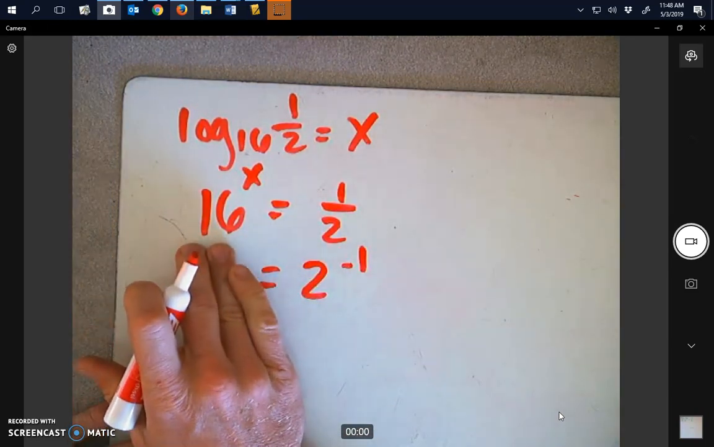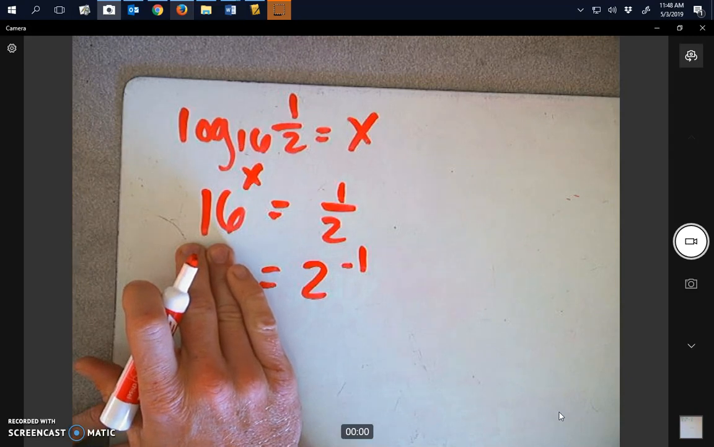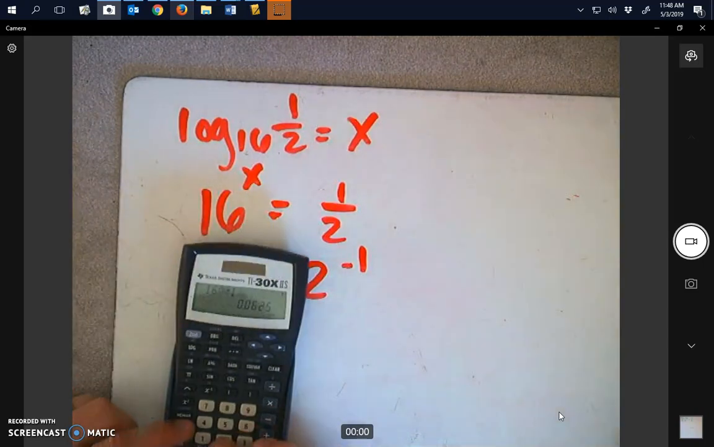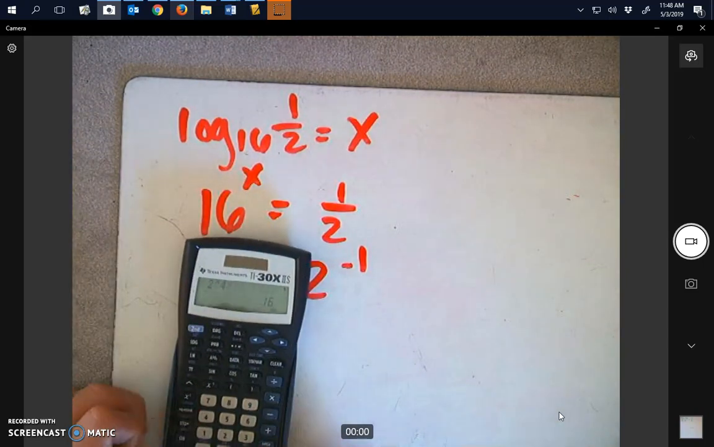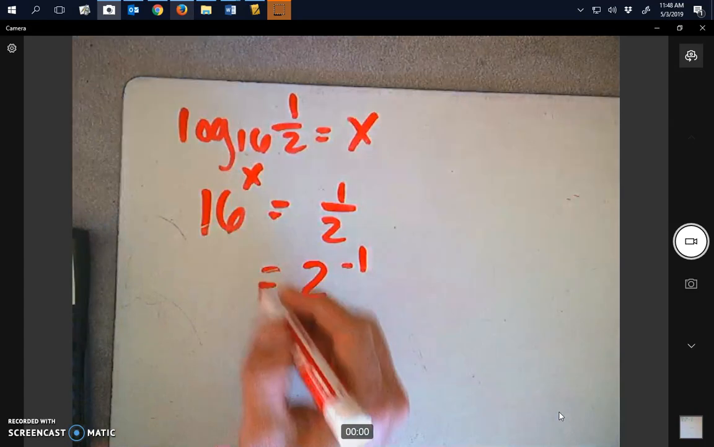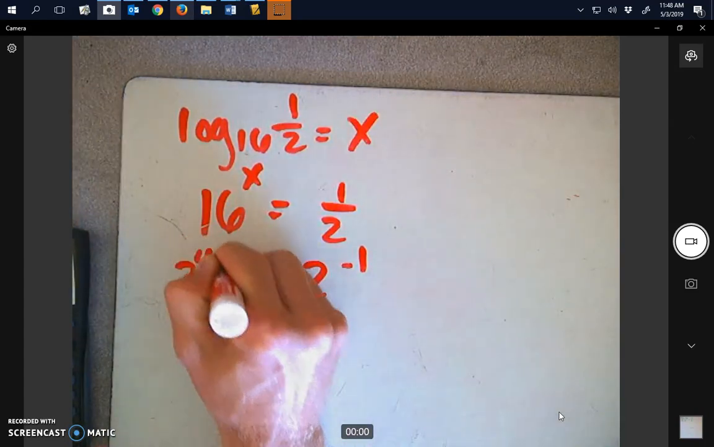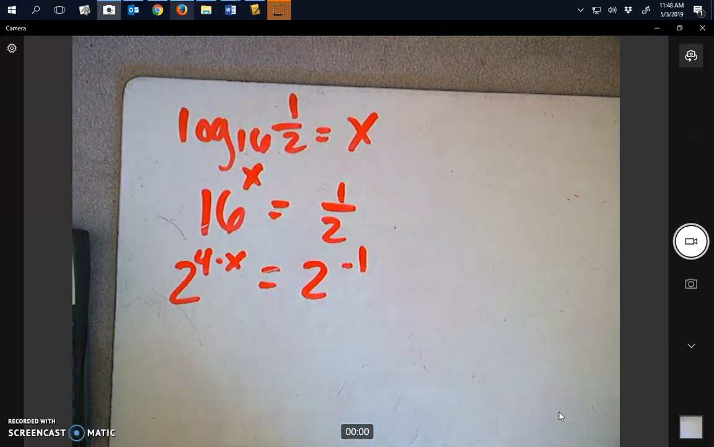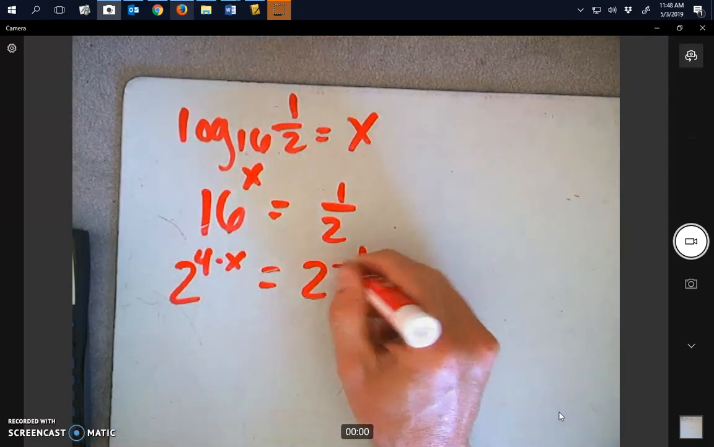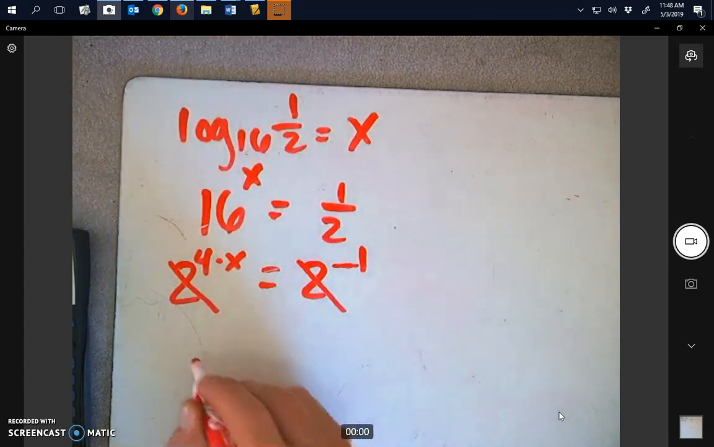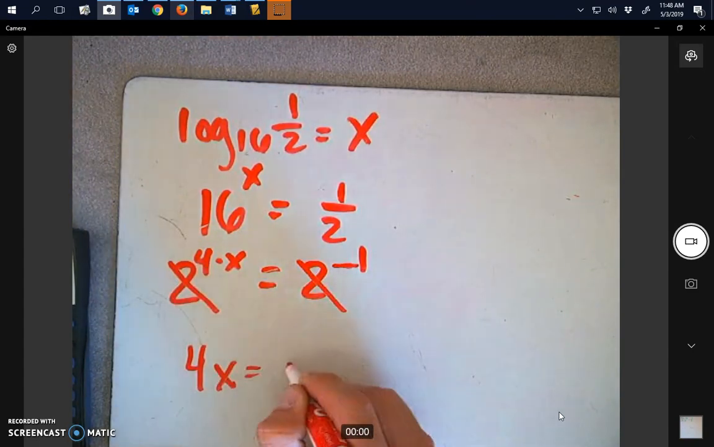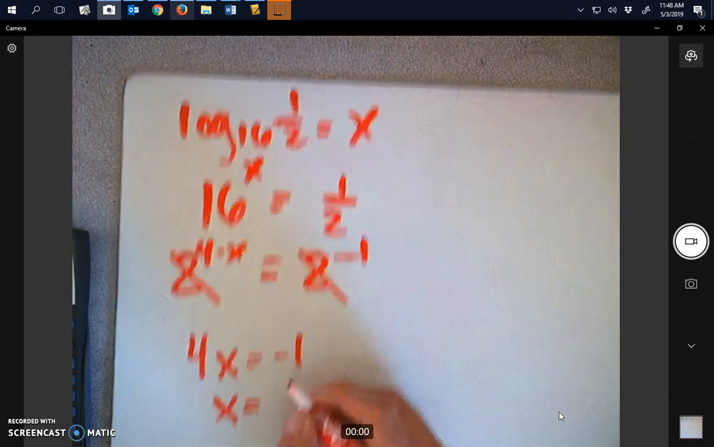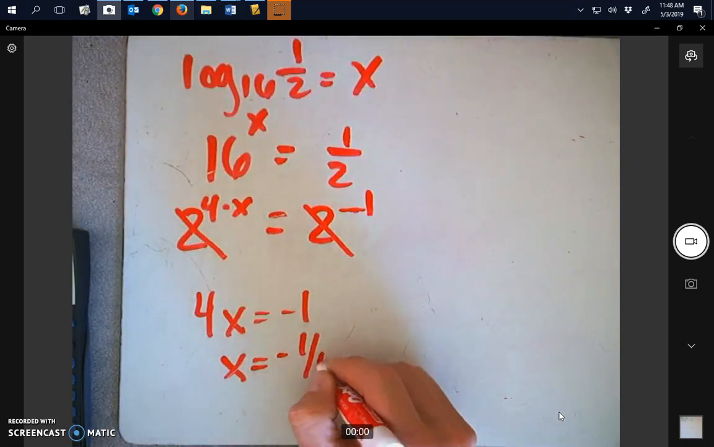And 16, I have a base of 4 I could write it to, or I could go to 2. 2 times 2 times 2 times 2, so 2 to the 4 power, is equal to 16. So I'm going to rewrite 2 to the 4 times x. I'm not writing parentheses this time. You don't always have to write the parentheses. Now, once again, we have a negative sign. Our 2's cancel out. We have 4x is equal to negative 1. Divide both sides by 4, and we get x equals negative 1 over 4.